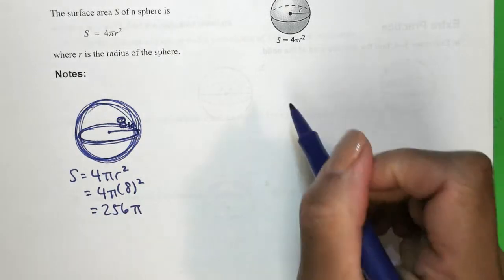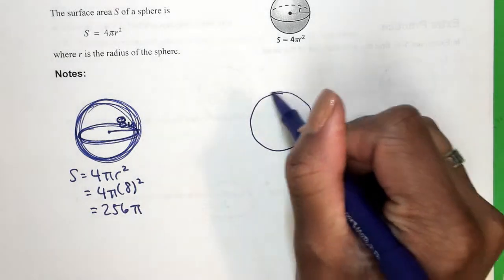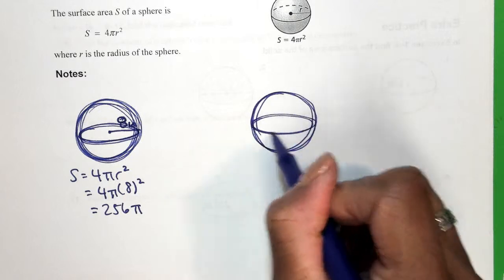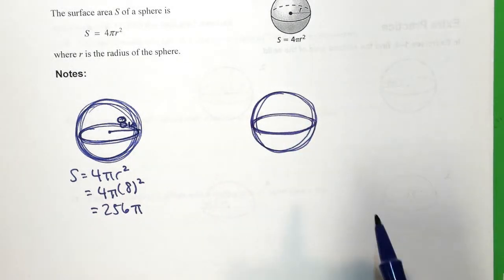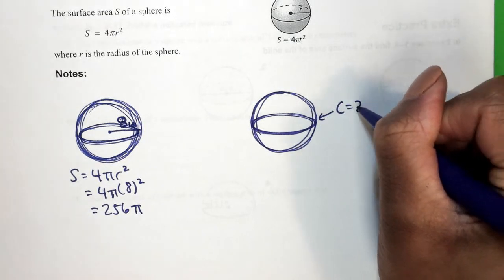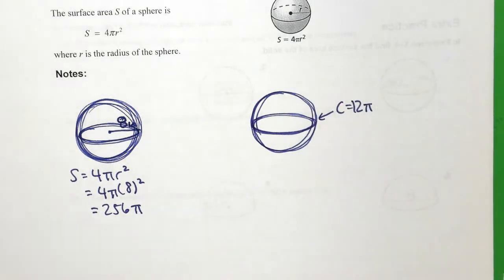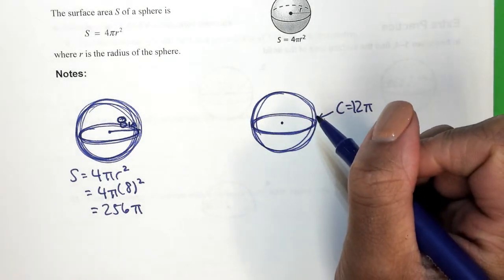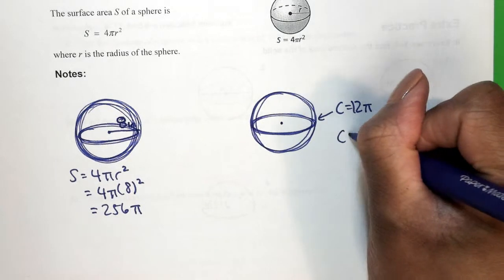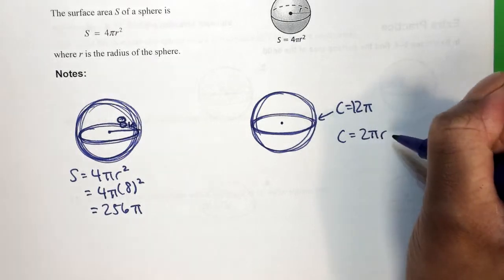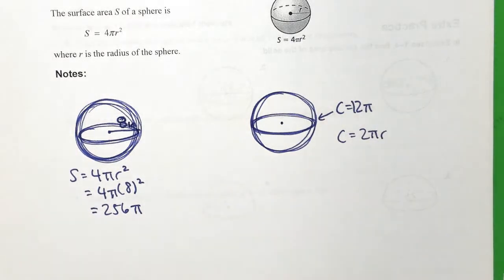Our other example, again, you draw another circle and draw an ellipse to indicate it looks more like a sphere. This is where we're going to label that the circumference is 12 pi. So the circumference is already given to us as 12 pi. We know that circumference is the same as 2 pi r, and we need r in order to find the surface area of the sphere.